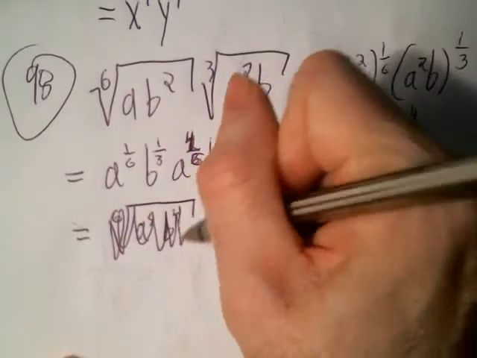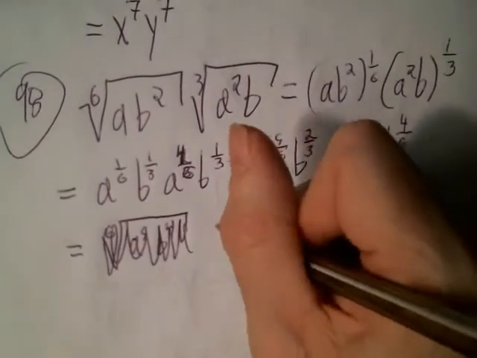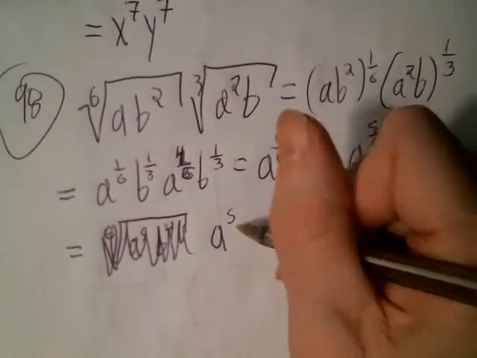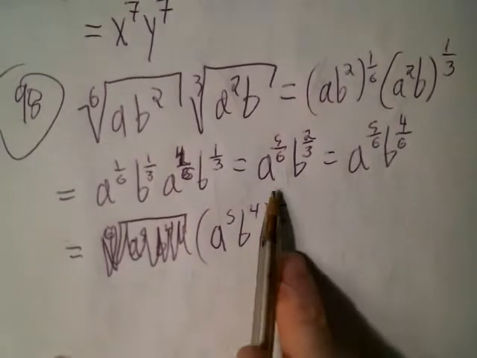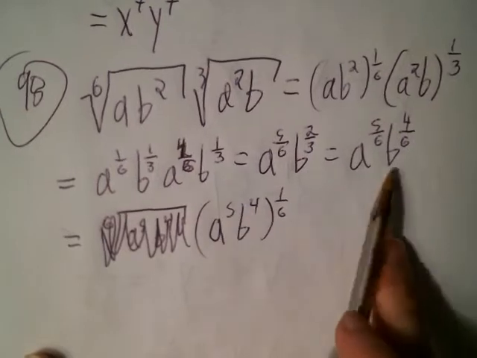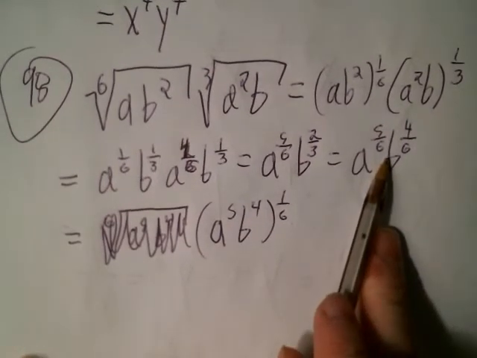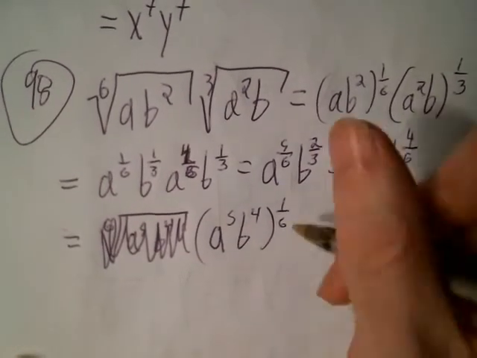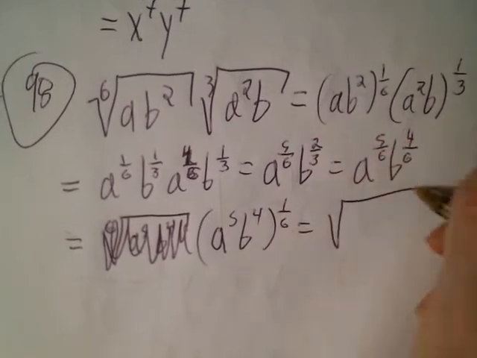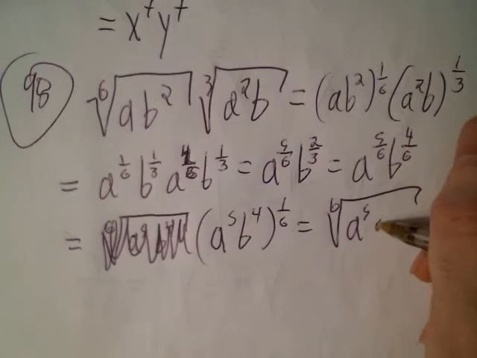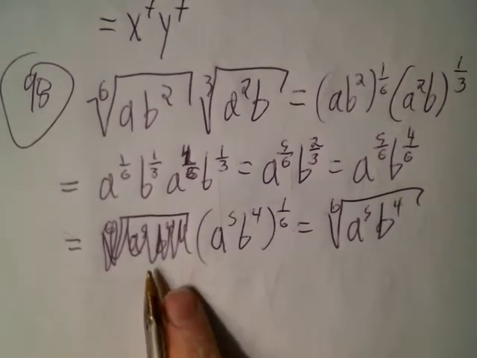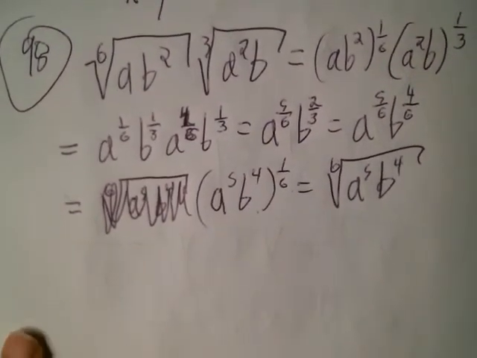If that was a little too quick for you, you can always rewrite it as a to the 5th, b to the 4th raised to the 1/6. You see, if you then multiplied it out, you would get back to here. But the 6th root of a to the 5th, b to the 4th is where I had ended up. So I kind of skipped that little step there. Sorry about that.